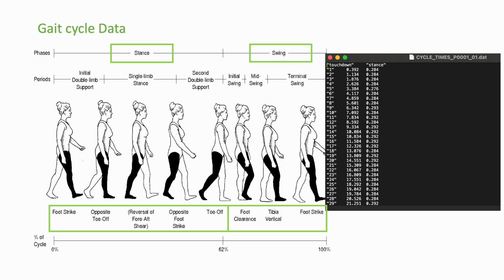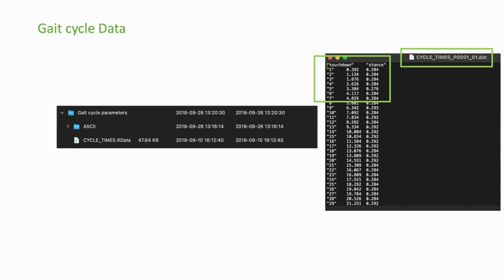These data contains rows of multiple recordings done for each individual participant. The columns provide us information on what data is provided in each file. Naming of the gait cycle parameter is cycle underscore times underscore participant code underscore number of reading.dat. In this we have 30 rows, of which 2 columns for each individual. First column is the touchdown time in seconds, and the second column is the duration of each stance phase in seconds.